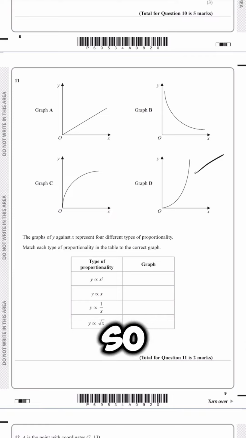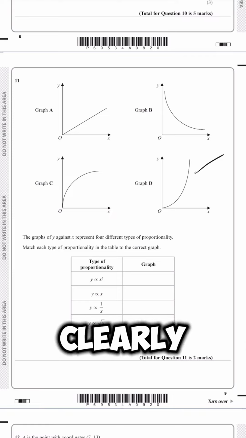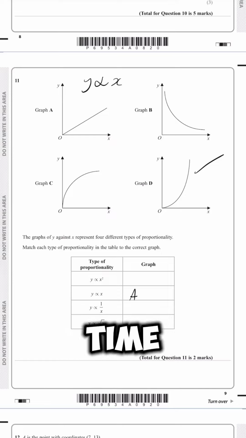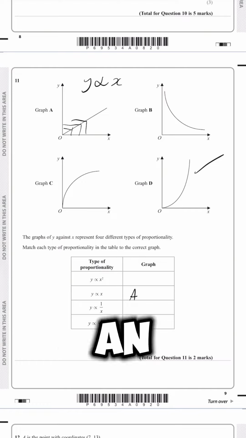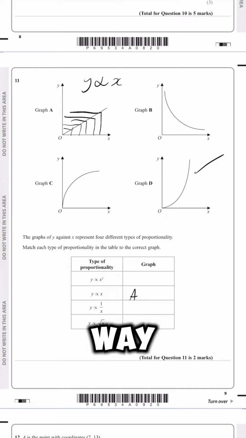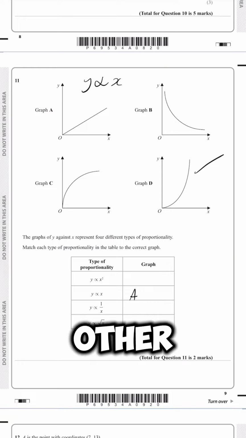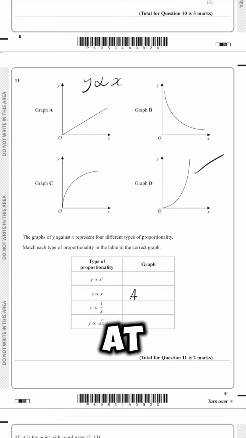Let's go through this. So graph A, what's that going to be? Well, that's clearly a line, so it's linear. Y is proportional, that's what this symbol means, to X. So that's going to be A. Why? Well, it's because every time Y goes up, X goes up by an amount too, in a linear way. One goes up, the other one goes up. Good. No one more than the other. Amazing.